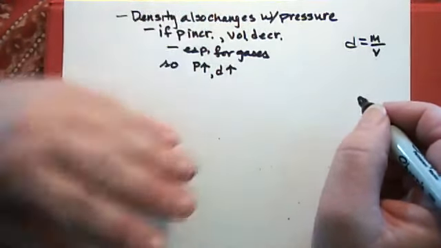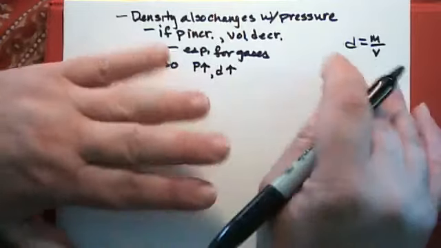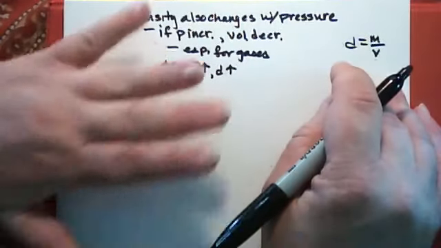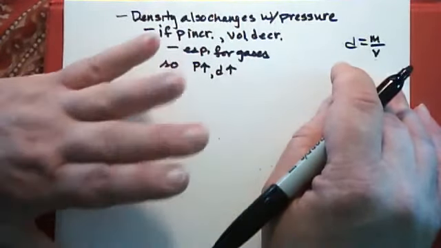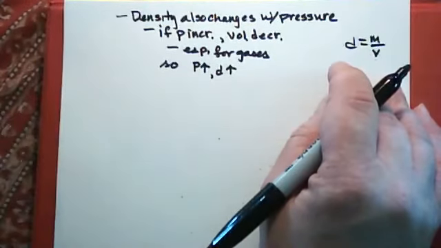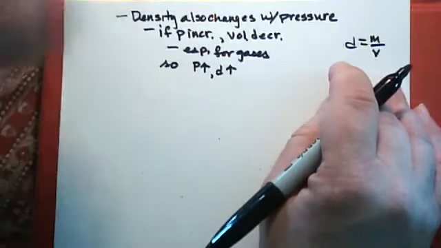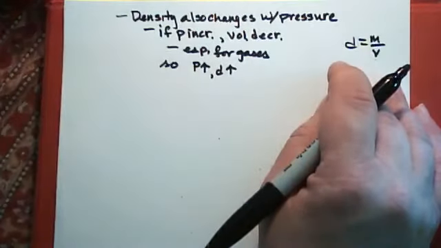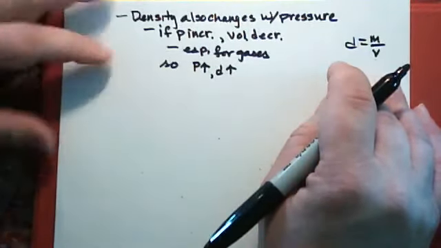Pressure and temperature have no effect on mass because mass is a measurement of the amount of matter in an object, and temperature is not going to change that, but it can change the volume. And same with pressure. Pressure can have an effect on the volume. And because of that, they can have an effect on the density.